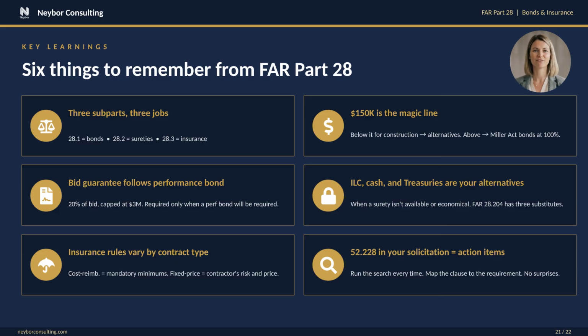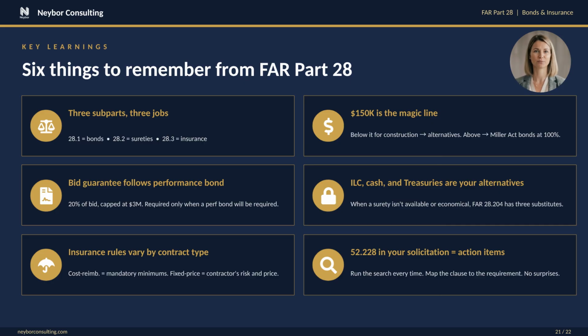3. The bid guarantee follows the performance bond. 20% of bid, capped at $3 million. Never required on its own, only when a performance bond will be required. 4. When you can't or shouldn't use a surety, FAR 28.204 gives you 3 alternatives, U.S. Treasury bonds and notes, cash or certified check, or an irrevocable letter of credit.